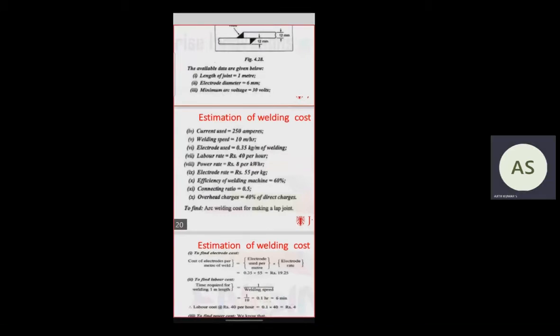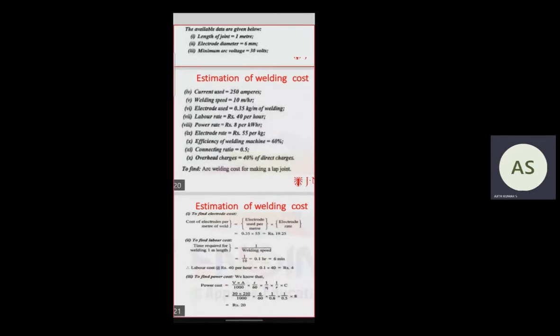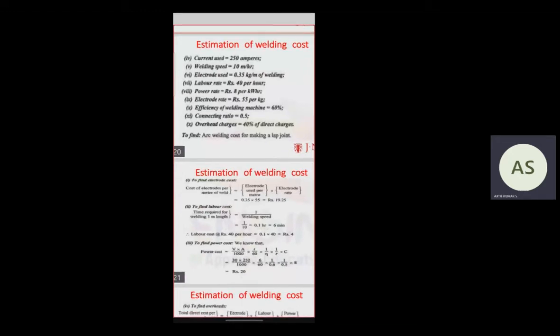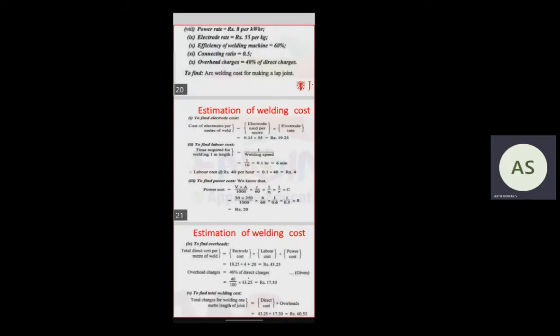They have already given all the values, so we substitute the values in the formula. We will get power cost equal to rupees 20. Next we want to find the overhead expense. Overhead expense is nothing but we add the electrode cost, labor cost, and power cost, so we will get the overhead expenses. So 19.25 plus 4 plus 20, we will get rupees 43.25. This is the overhead charge.